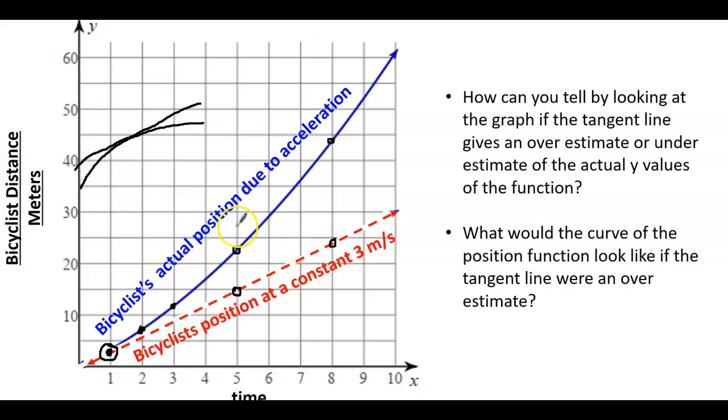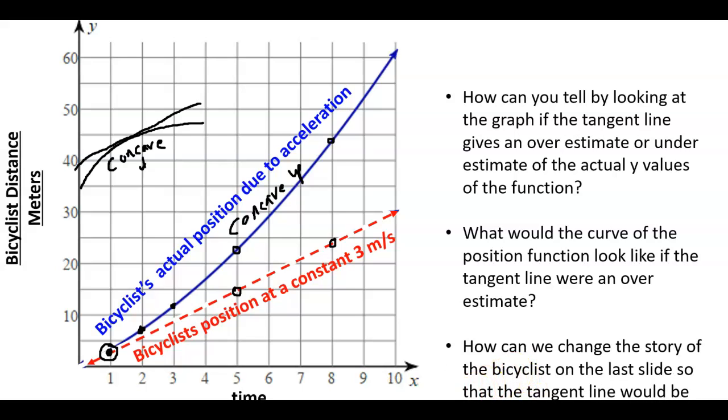Okay, so this is what we call a concave up, because the graph is bending in an upward direction. And this one is what we call a concave down, because the graph is bending in a downward direction. So when your graph is concave up, a tangent line will give you an underestimate. And when your graph is concave down, a tangent line will give you an overestimate.